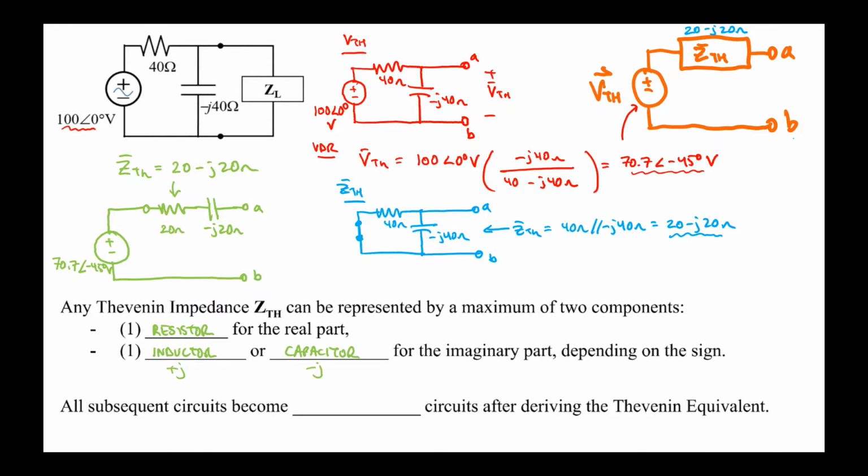As always, notice that for the follow-on problems with the Thevenin circuit, that they all become series circuits. That is, once Z load is attached, I have a simple series circuit where the most natural thing to do is to calculate the current in that circuit.